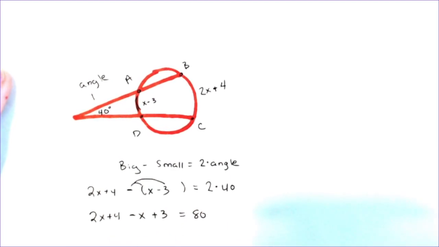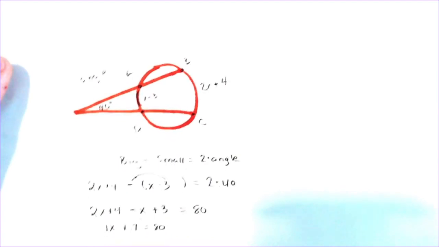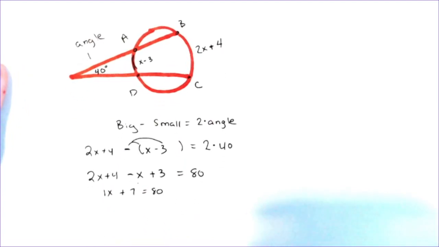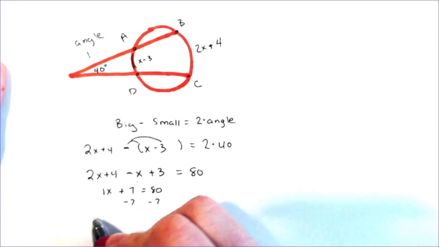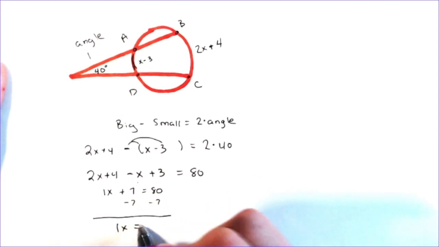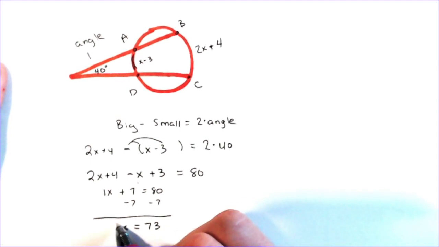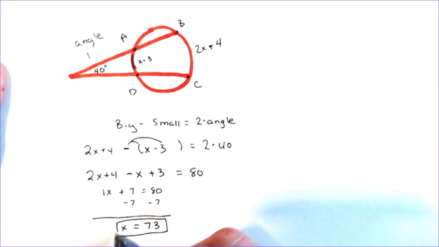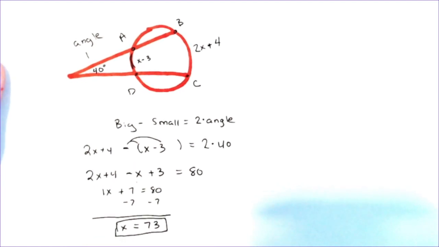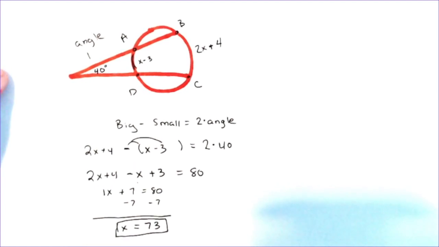Combine like terms on the left side of the equation. We got 2x minus an x, that makes 1x. You don't even have to write the 1. We got a 4 and a 3. You add those together, you get 7. And that would equal 80. Subtract 7. 1x equals 73, which really just means x is equal to 73. So you can box that and call it a day. And I used the 1 to make the box, so it was convenient.